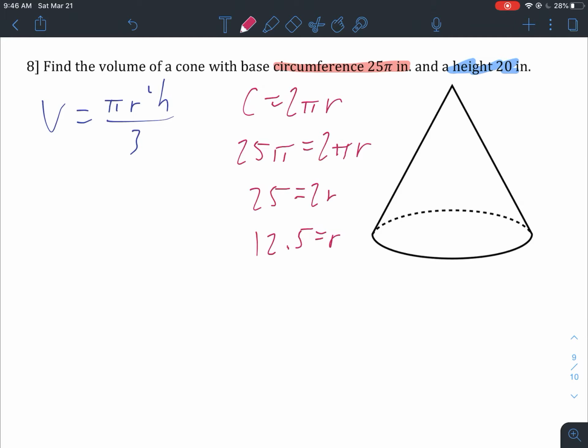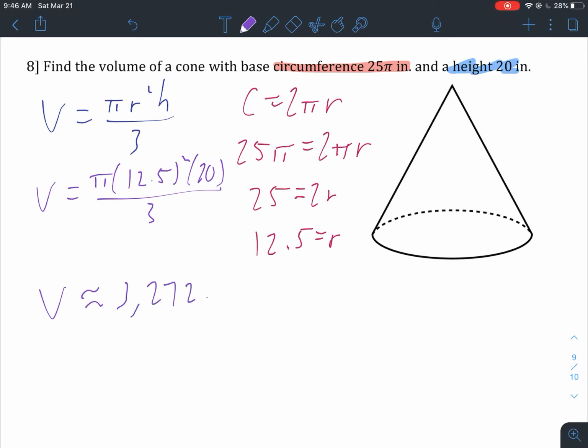So now I have everything I need to go back into my formula. For this one, we can round to the nearest tenth or hundredth. Let's round to the nearest hundredth. I'm getting 3,272.49 cubic inches.